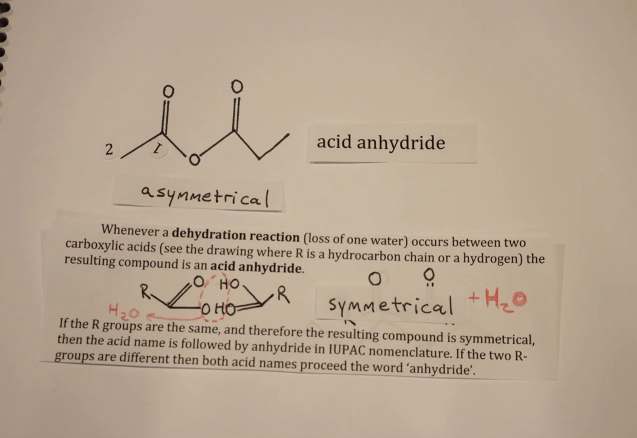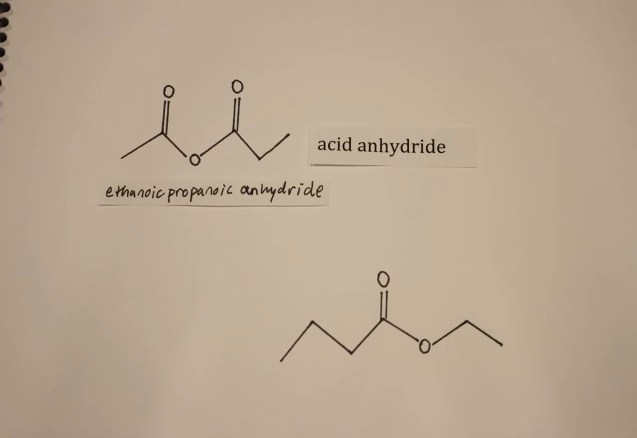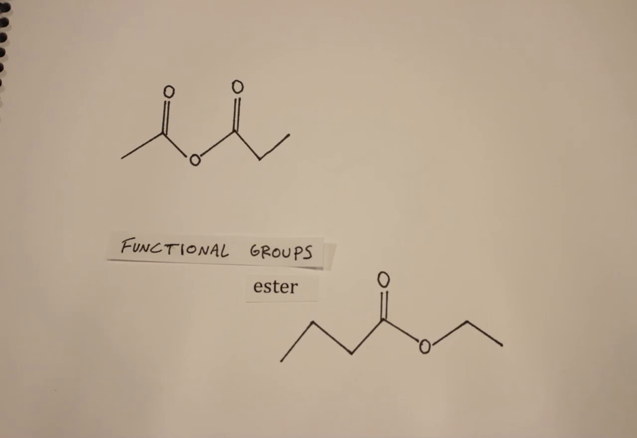Remember, you count the carbonyl carbon as number 1. So this is an ethyl group, and this is a propyl group. Therefore, this will be ethanoic propanoic anhydride. The next molecule we're going to look at is called an ester.